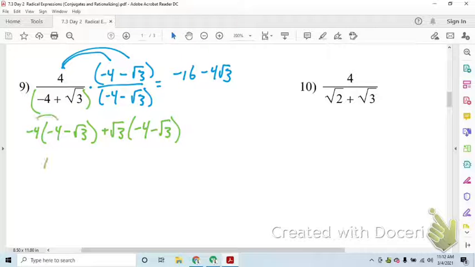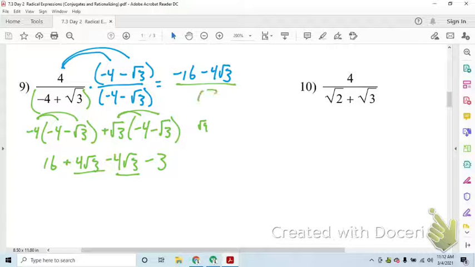So this is going to be 16 plus 4 root 3 minus 4 root 3 minus 3, because it's going to be root 9, so 3. So these two go away. 16 minus 3 is 13. Got 13 again.